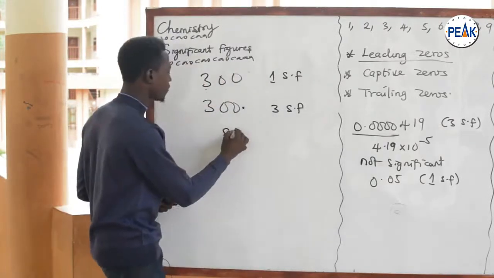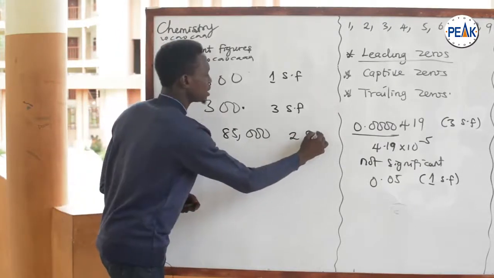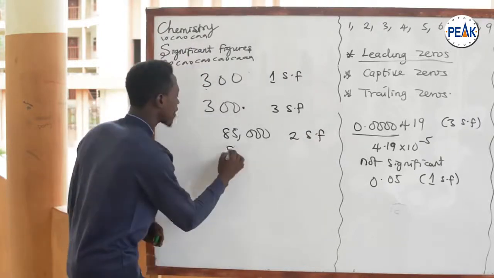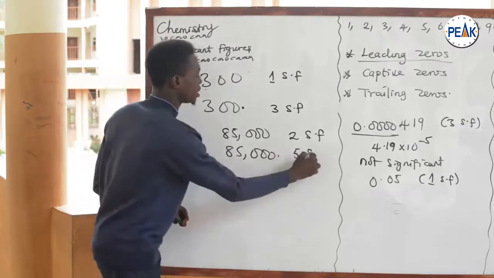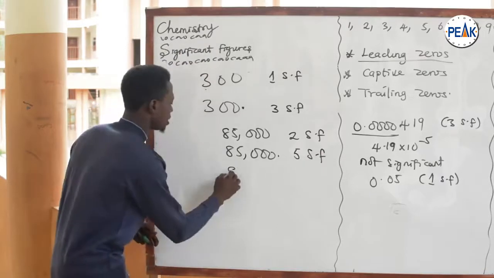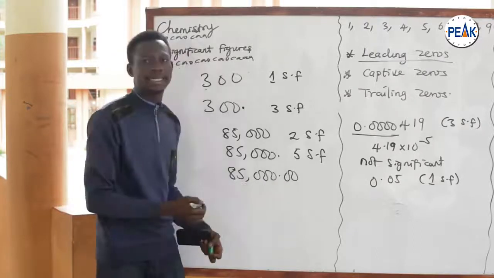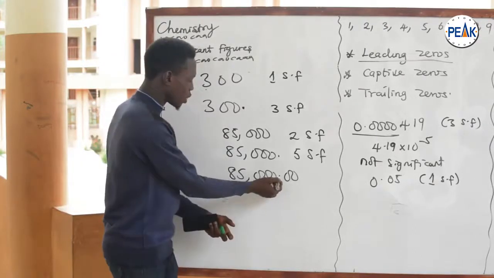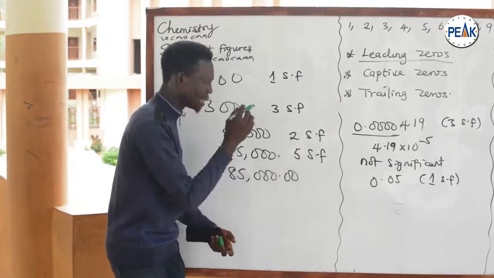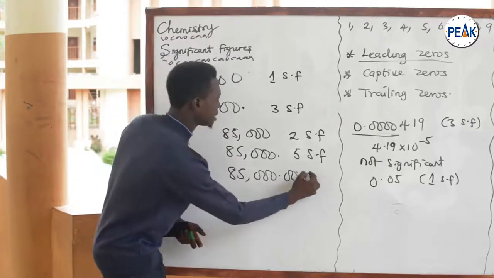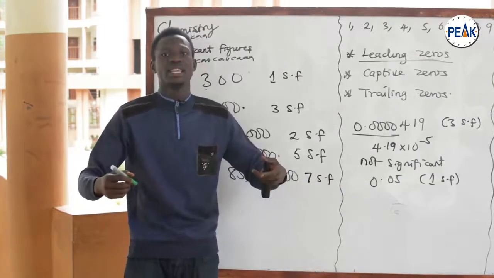Which means if I have 85,000 as written in this form, I have just 2 significant figures. But if I have 85,000 with a decimal point, it becomes 5 significant figures. How about if I have 85,000.00? Now, these zeros here are trailing zeros because some come before the decimal point and some come after the decimal point. They are said to be significant. So hence I have 7 significant figures here. So trailing zeros may or may not be significant depending on the form in which they come.